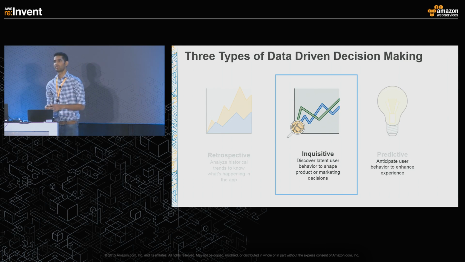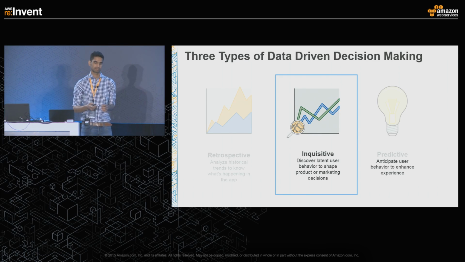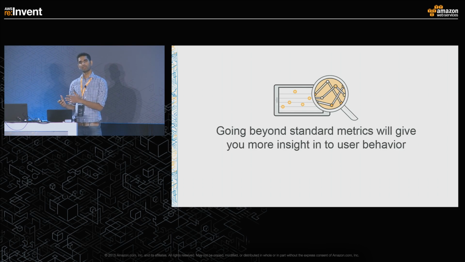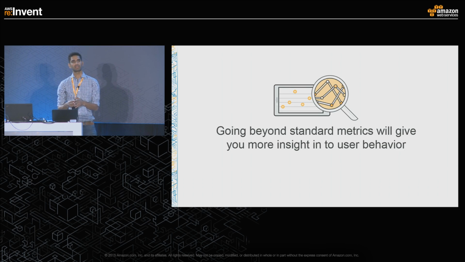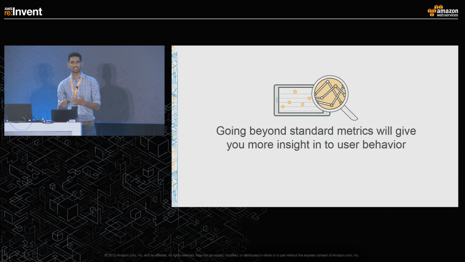Now let's move on to the next stage, which is the inquisitive stage. So till now we have seen how useful KPIs could be. You could get a quick view of what is happening in the business. But what KPIs really don't answer is why something is happening in the business, or what is really causing the behavior that you have just seen.